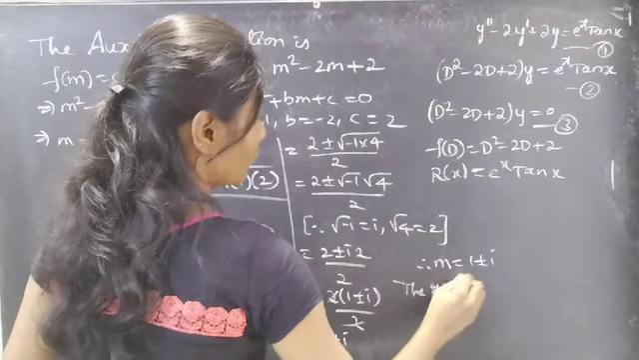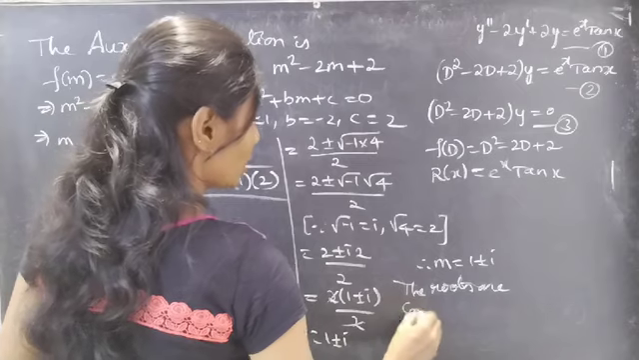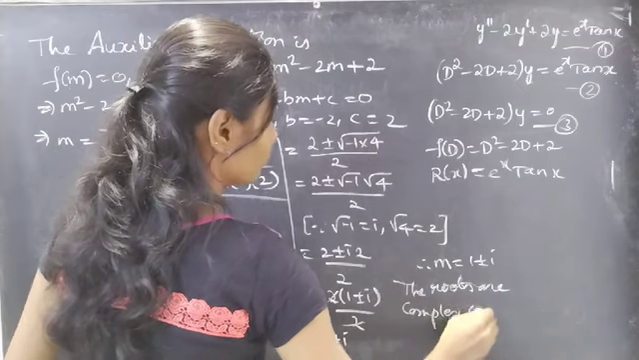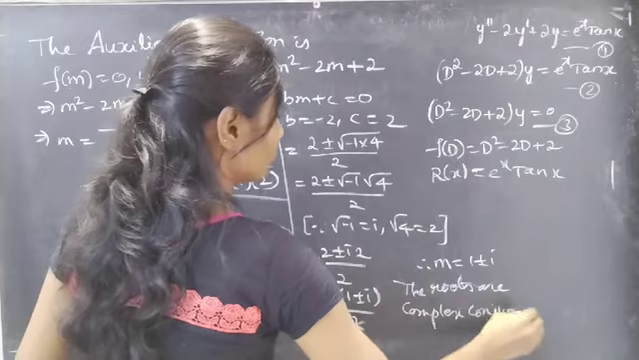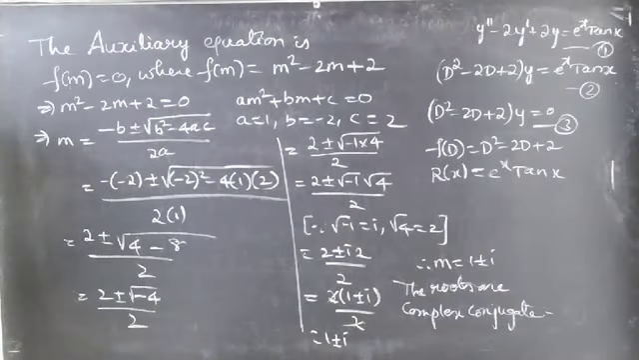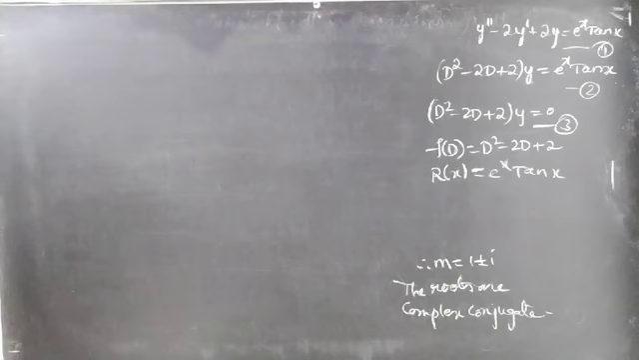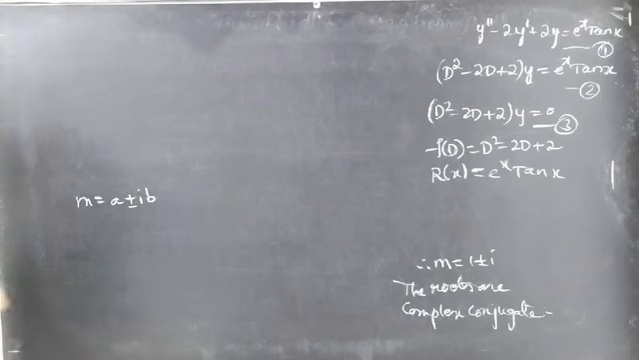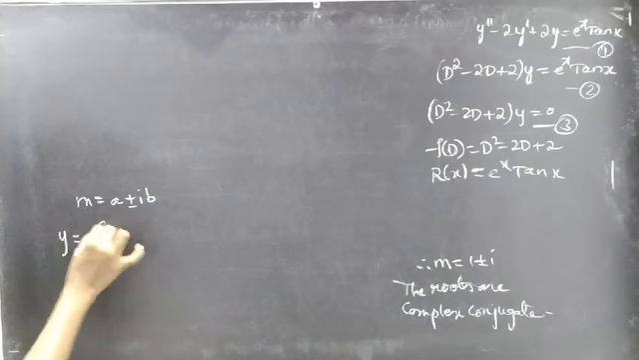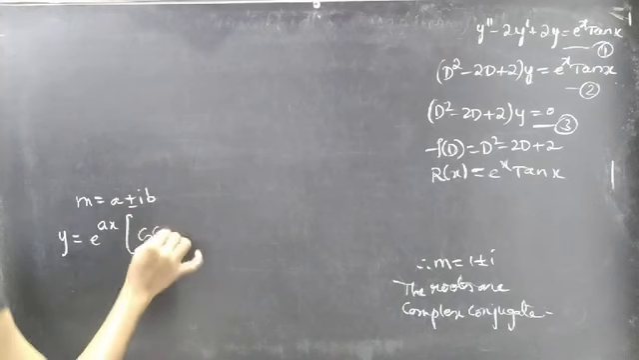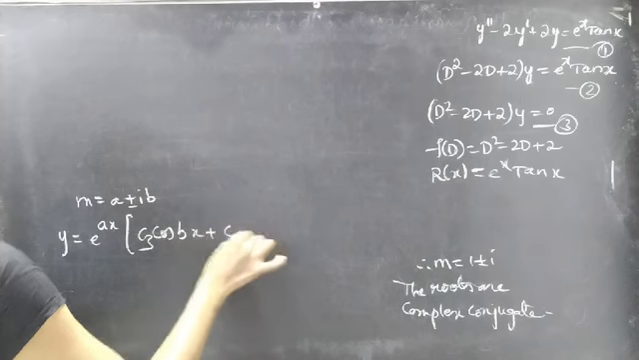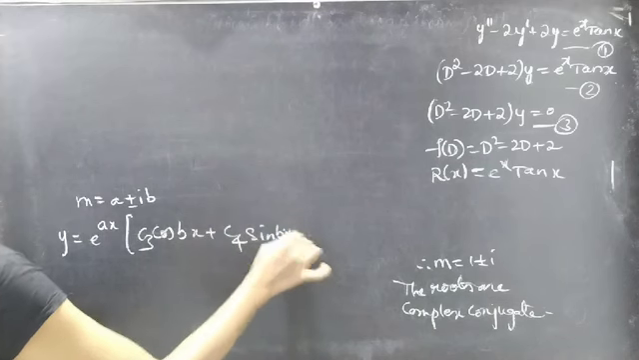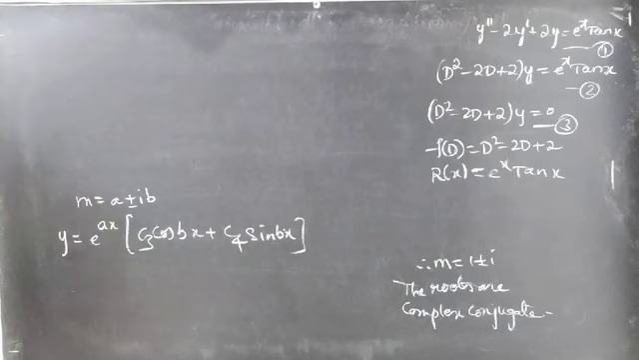The roots are complex conjugate, right? We know that when two roots are complex conjugates, say a plus or minus ib, then the solution to the homogeneous equation looks like y equal to e power ax into one constant into cos bx plus another constant into sin bx. Here we are taking C3 and C4 instead of C1 and C2 because we want C1 and C2 to appear in the last general solution.